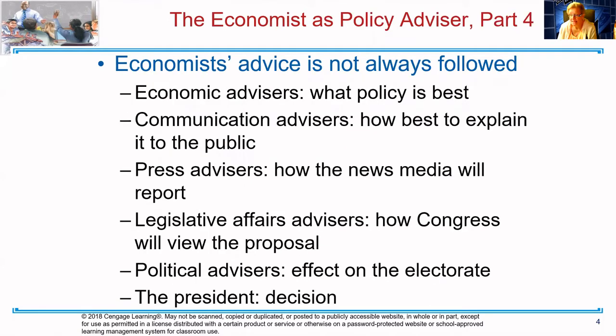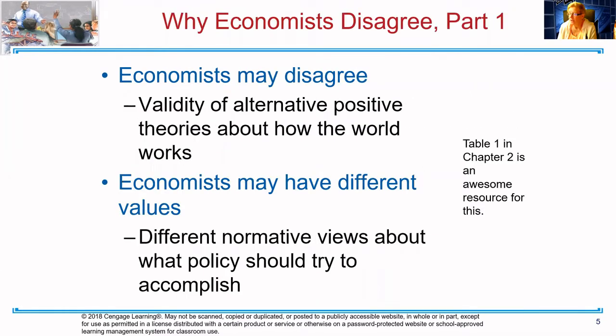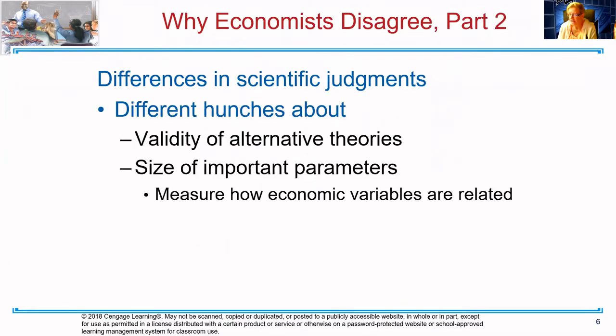Sometimes their advice is not always followed, which I think is probably true of just about anyone who's an advisor. And really what we focus on in this last objective is why economists might disagree. And the first reason is because they have differences in scientific judgments. And again, how the economic variables are related, what's a leading economic indicator, a lagging economic indicator.